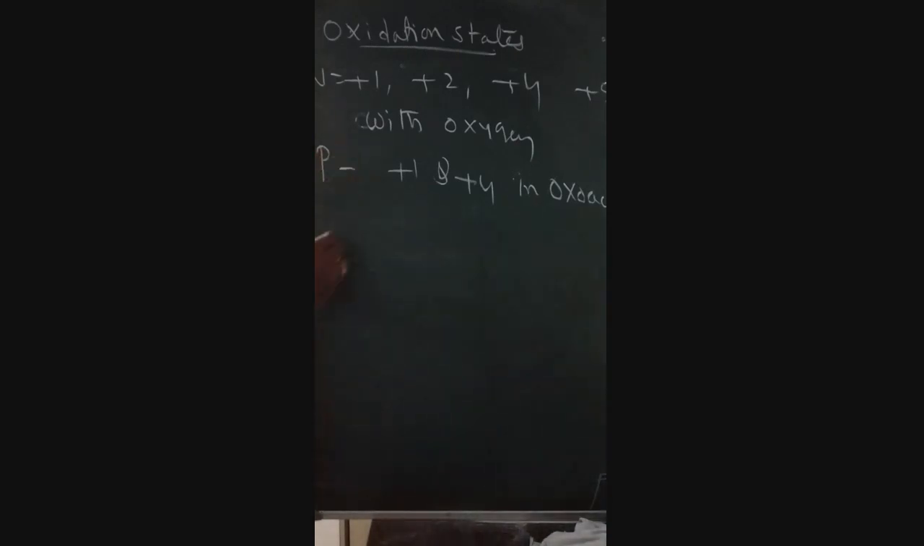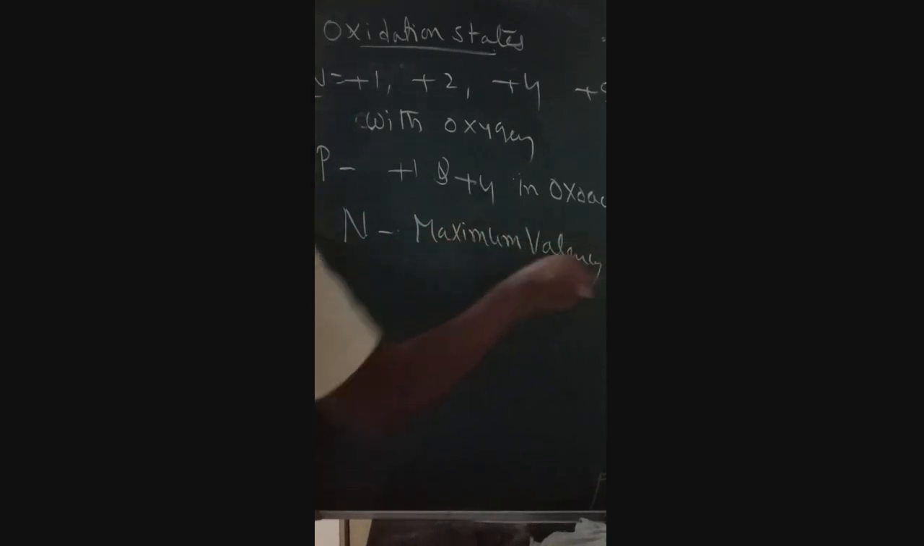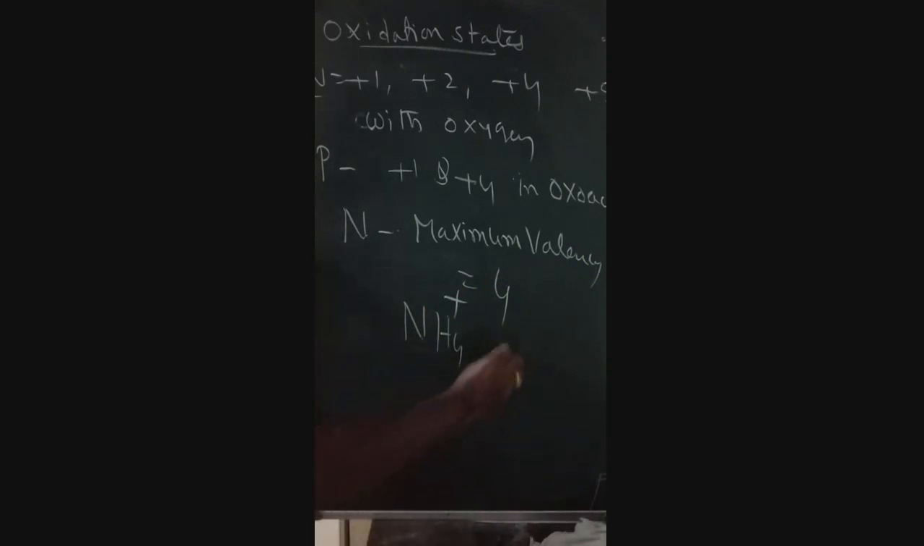Next, valency. In this group of elements, nitrogen exhibits the maximum covalency. How much, children? Here the maximum valency is 4. I will give an example: NH4 plus. What happens here? Nitrogen forms 4 bonds.